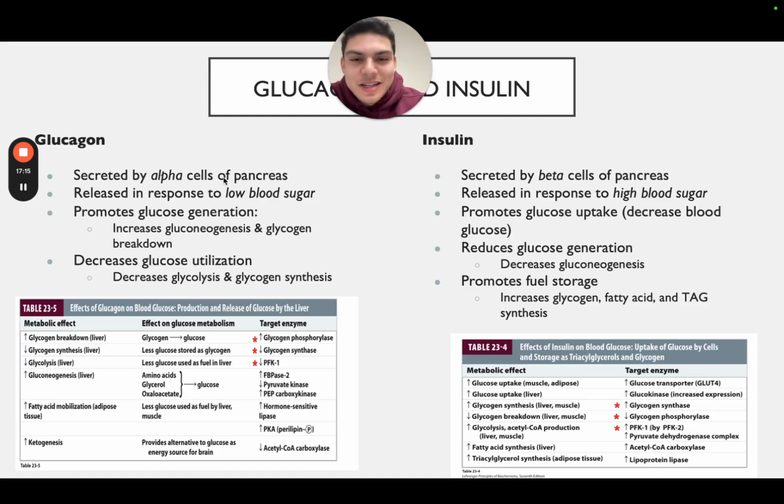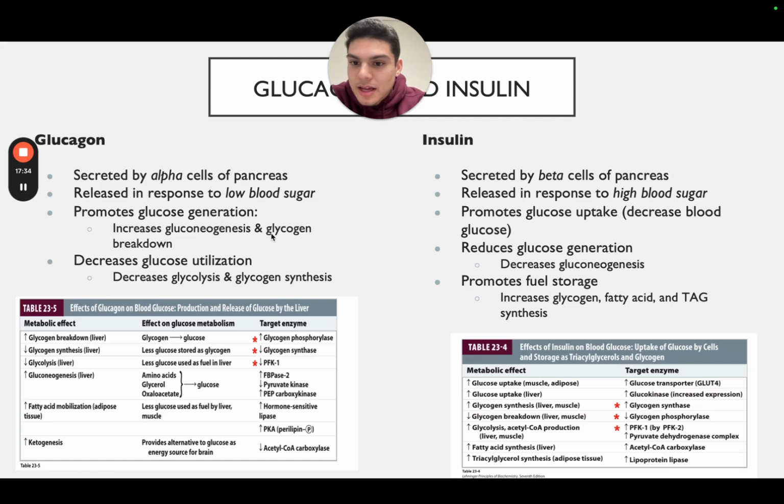I've mentioned this so many times, but at this point I'll just beat the dead horse again. Essentially, glucagon and insulin. Glucagon is secreted by alpha cells of the pancreas. Insulin is secreted by beta cells. Glucagon tells the body we're low sugar. Insulin says we're high sugar. And by high and low, I mean blood glucose levels.